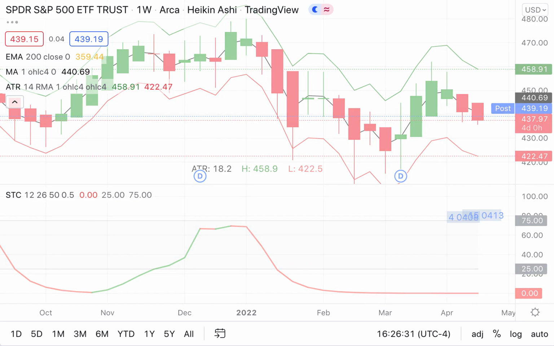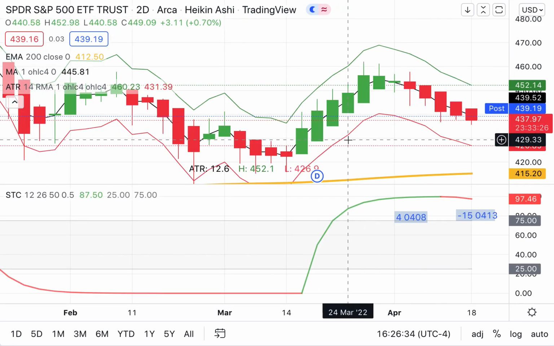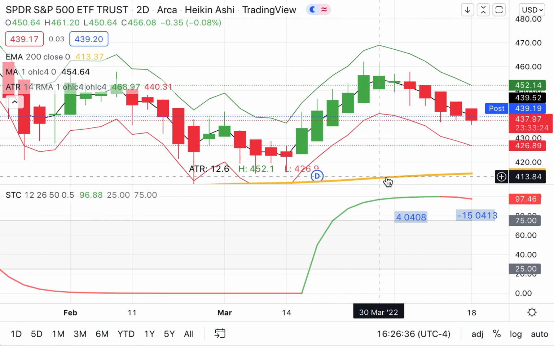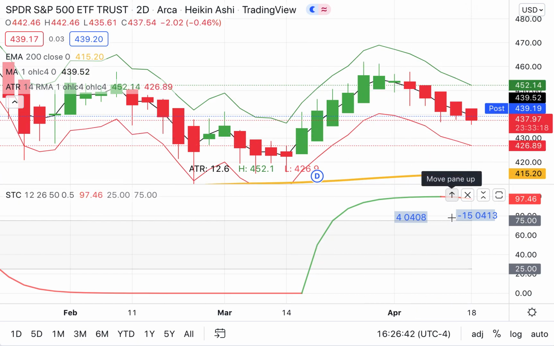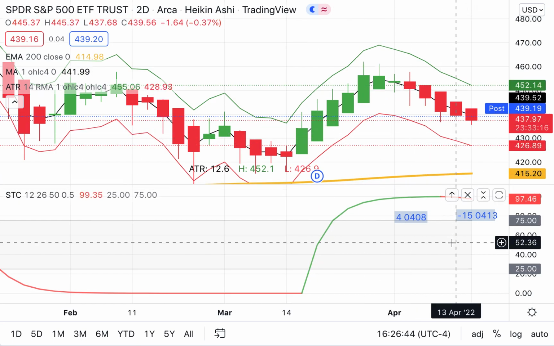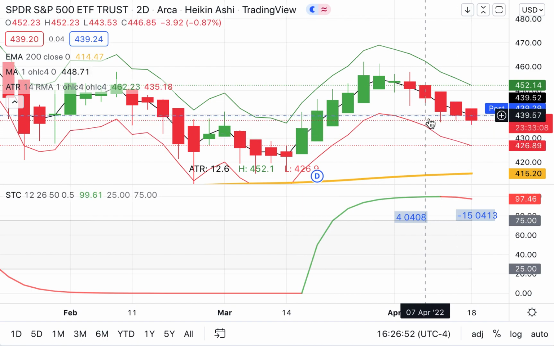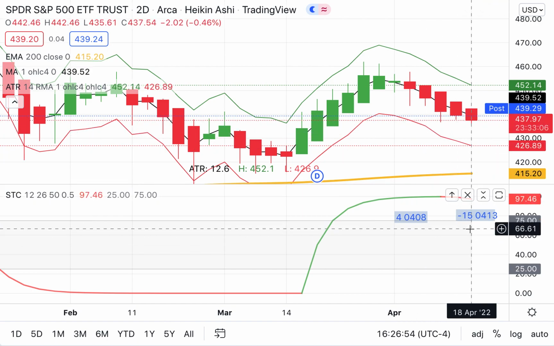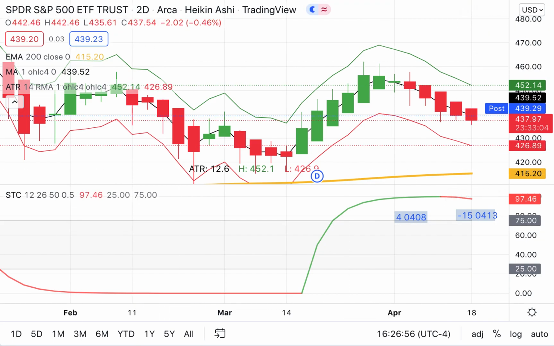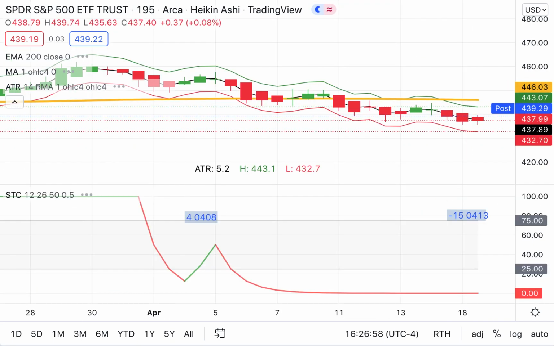We go to the 2-day. What do we see there? The 2-day still above the 200 period, the 200 EMA. But what do we see going on? Just turned negative, flipped over negative on the 13th. And as we get into the latest candle, we can see that it is continuing to head down, hitting a lower low.